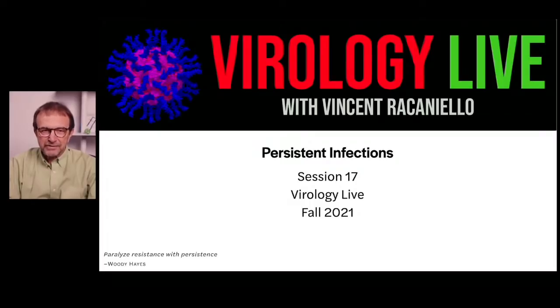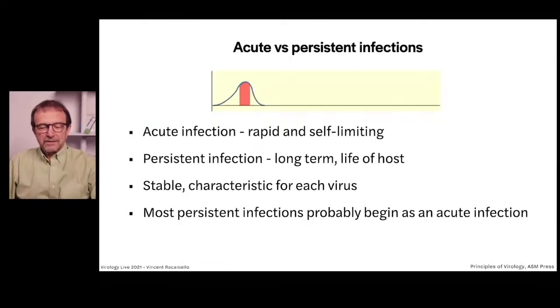Today we are going to talk about persistent infections. Last time we talked about acute infections, and you remember an acute infection we defined as one that is rapid and self-limiting. And today we'll talk about those that are long-term infections and, in fact, last the life of the host. These persistent infections are stable. They are characteristic for each virus.